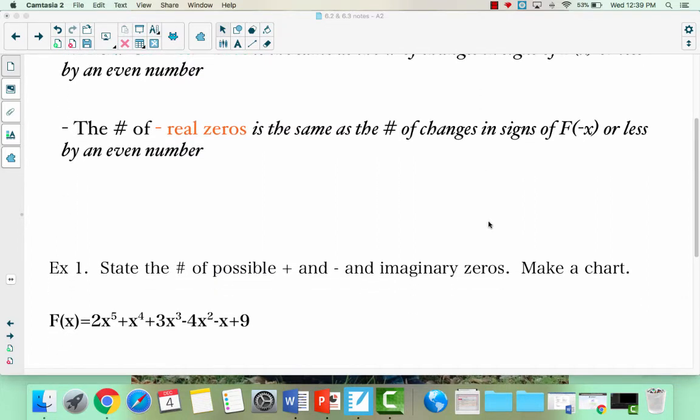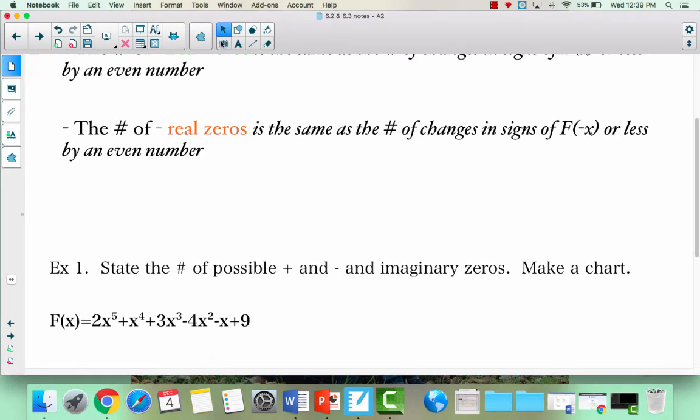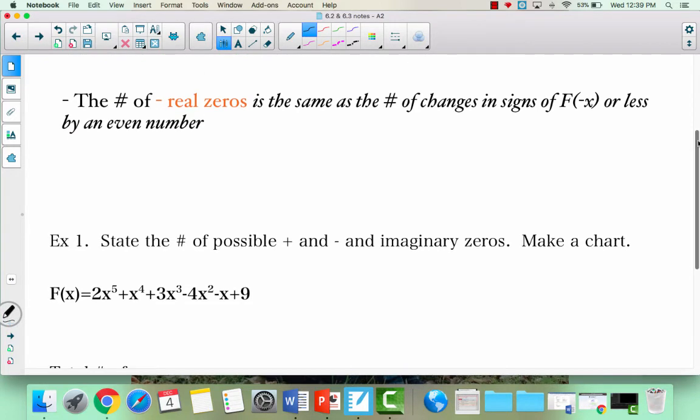In example 1, it says state the number of possible positive, negative, and imaginary zeros, and then make a chart using this information. So I've got the equation here, f of x equals 2x to the 5th plus x to the 4th plus 3x cubed minus 4x squared minus x plus 9. Obviously, this is not an easy one to factor, and we don't know how many zeros we're going to have that are positive, negative, or imaginary, and this is where Descartes' rule is very helpful.